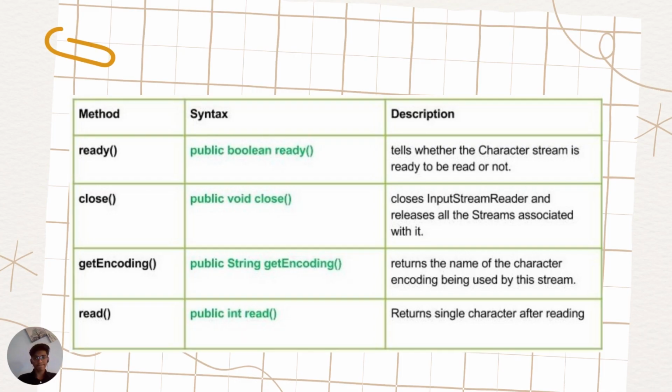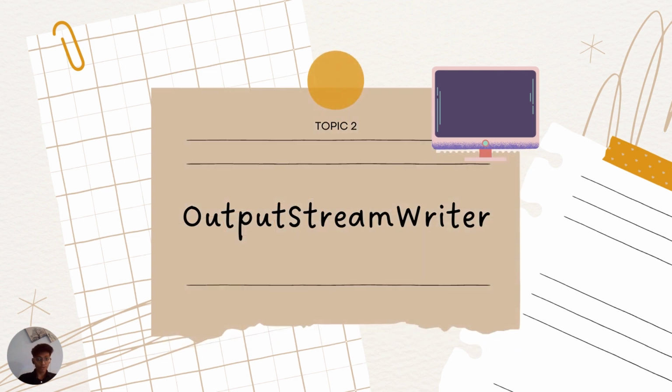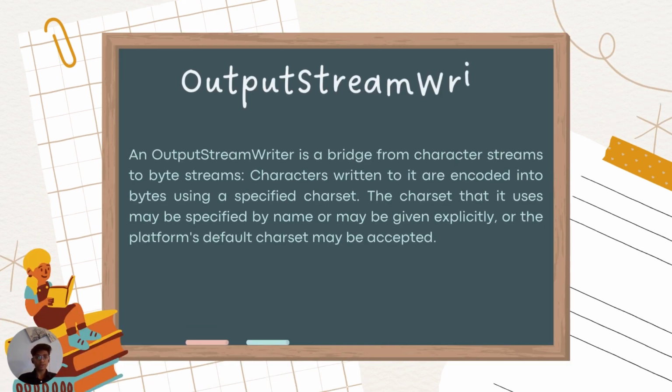Thank you. So the topic now is about output stream writer. What is output stream writer? An output stream writer is a bridge from character streams to byte streams. Characters written to it are encoded into bytes using a specified charset. So it's kind of the same as the input stream reader, but it has some differences.